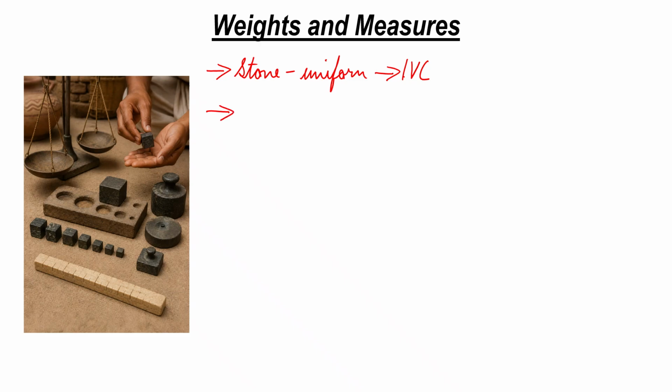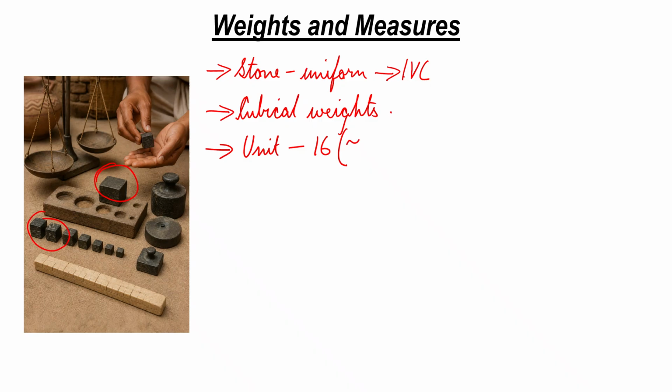So they used cubical weights. You can see here weights were in the form of cubes. What other important feature is that basic unit was 16. We have many kinds of units. So one unit was roughly 14 grams. We don't know what kind of metric system they used because we don't have idea of how the Harappans wrote.